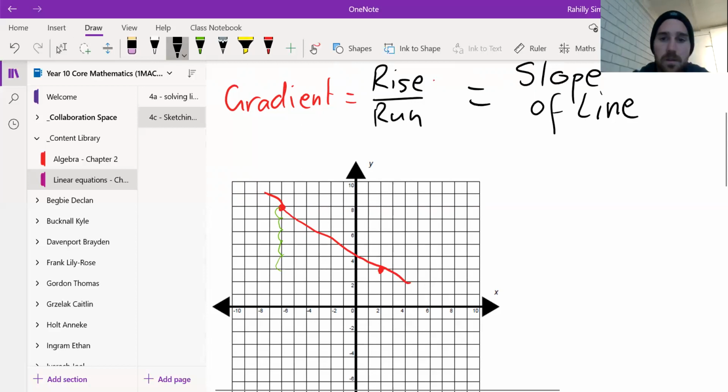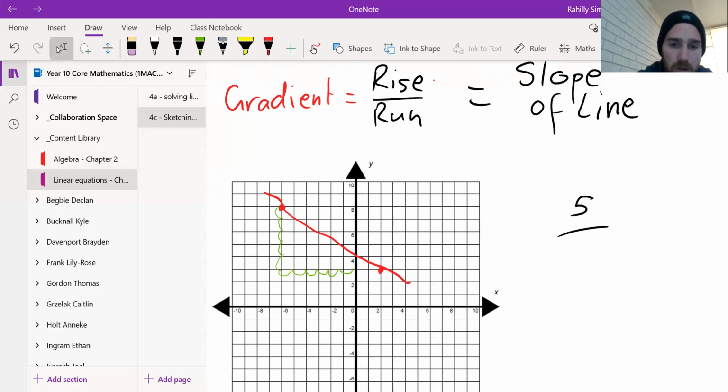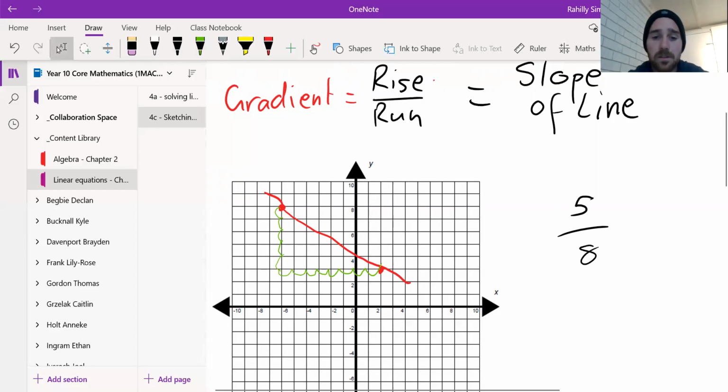Our rise is 5 over our run of 1, 2, 3, 4, 5, 6, 7, 8. 5 over 8. I'll change that quickly. So the gradient for that is 5 over 8.